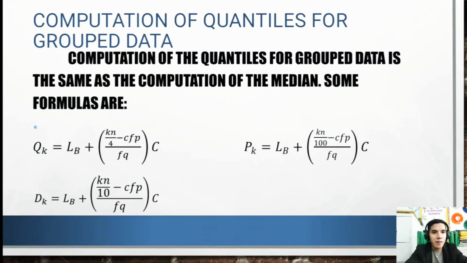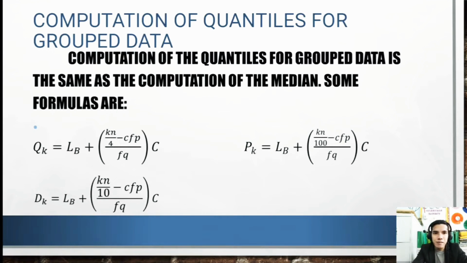Some formulas are Q sub K is equals to lower boundary or L sub B plus K times N all over 4, which is the quartile, subtracted by cumulative frequency preceding to our quartile class, which is the CFP, all over FQ or the frequency, times our class interval. Next, for our decile, we have D sub K is equals to L sub B plus K times N over 10 minus CFP all over FQ or the frequency multiplied to the class interval.